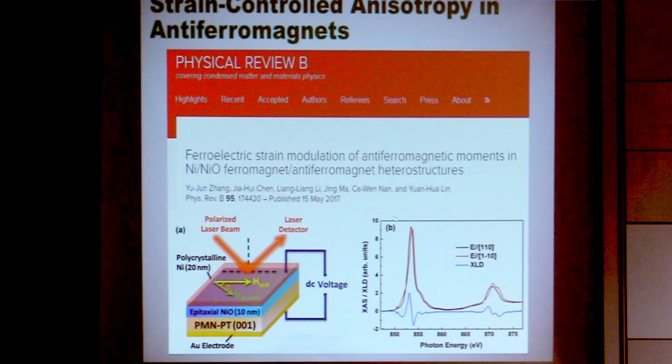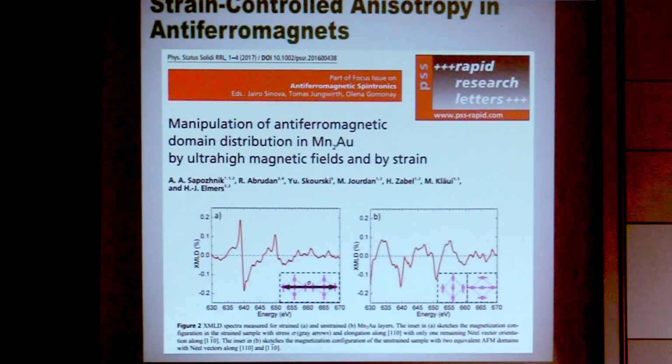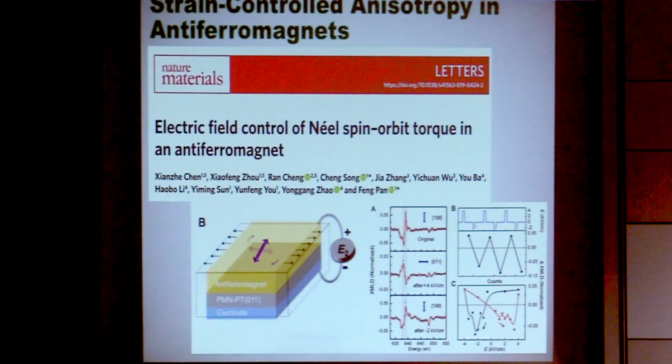Also, this is another work from Tsinghua University, from Prof. Lai Cengwen's group, and they also studied this nickel oxide bilayer system. They found that using piezoelectric strain, they can actually change the spin axis. They studied this by linear dichroism. This is from the Mainz group, Philipp Chloe and the Mainz group. They used mechanical strain on manganese gold, and found the linear dichroism signal also changes upon strain. And this is a recent work from Prof. Sun Cheng's group. They also found that in manganese gold the spin axis is changed upon piezoelectric strain.